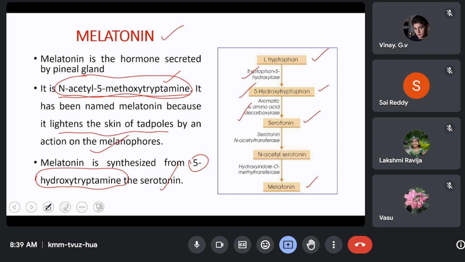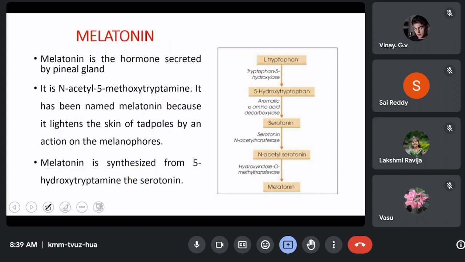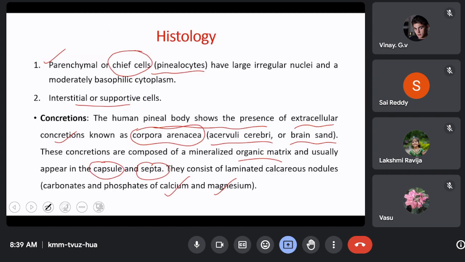Another enzyme, serotonin N-acetyltransferase, transfers an acetyl group onto the N end, so that serotonin is converted into N-acetyl serotonin. And finally, it is converted to melatonin by hydroxyindole O-methyltransferase. So a methyl group is transferred so that this N-acetyl serotonin becomes N-acetyl 5-methoxytryptamine, called melatonin.